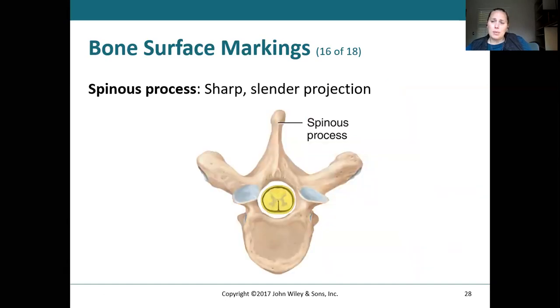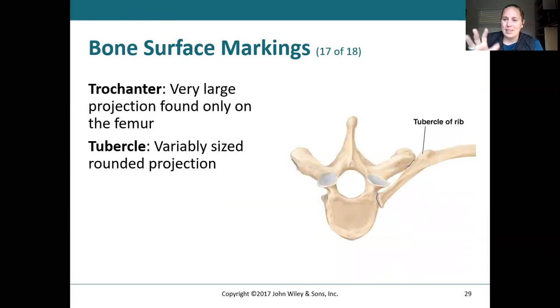As I pointed out in the table, the spinous process, probably the most apparent spinous process that we can think of, is going to be the spinous process on the vertebra. So you can see that spinous process on the vertebra. So the vertebra actually have a couple different very apparent markings. Again, it's that irregular shape that gives them so much structure. Trochanter is a very large projection found only in the femur. So when we get to the femur, we'll see an example of that in chapter 8.